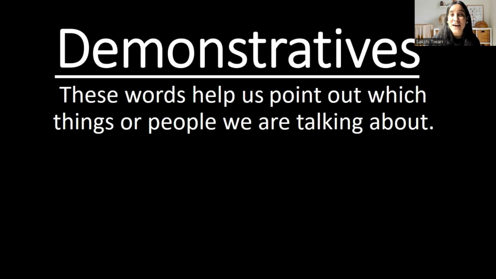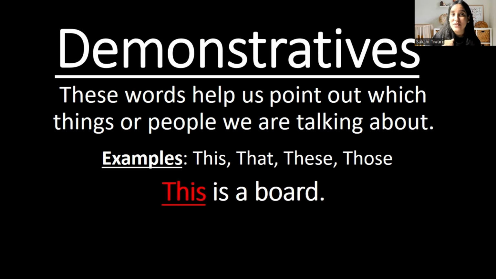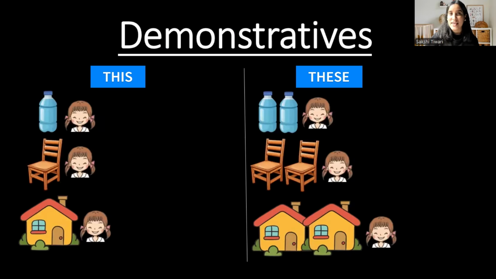Now, demonstratives are the words that help us point out which things or people we are talking about, like this, that, these, those, right? For example, this is a board right now. Now, why did I use this? Why did I not use that? Let's get into it. So we'll start with this and these. First one being this.